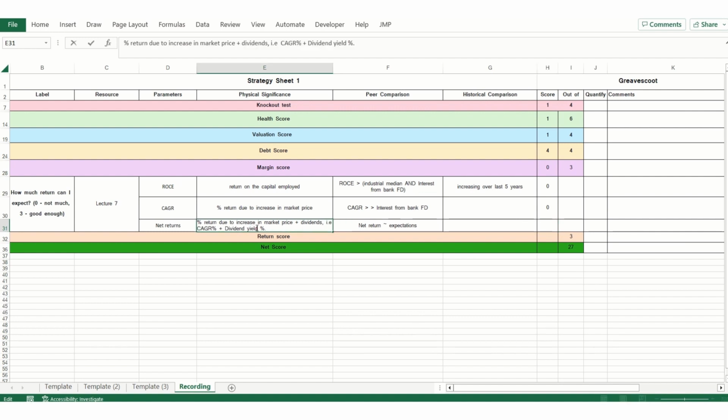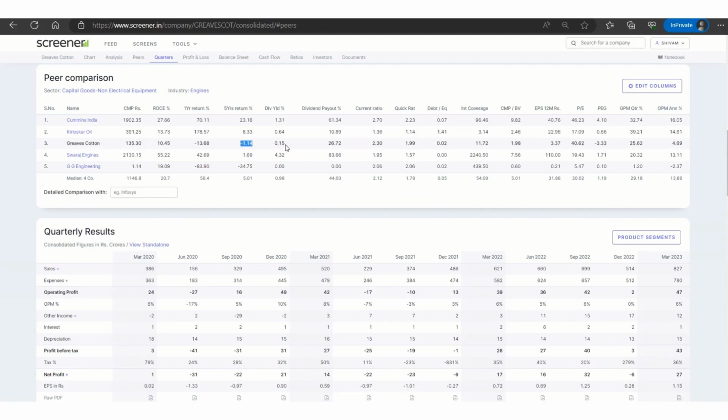In the net return, we are going to count the CAGR and your dividend yield. Now dividend yield is your dividend divided by your current market price into 100, which basically tells you how much percentage return you are getting from dividend. So if you go here, you can see the dividend yield is even 0.15%. So it is also pretty less.